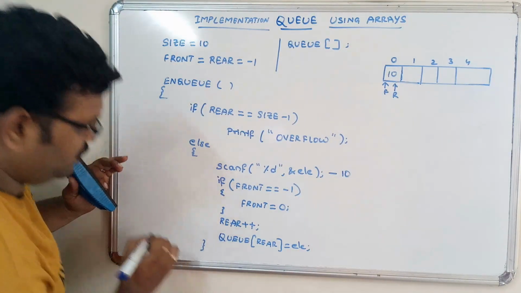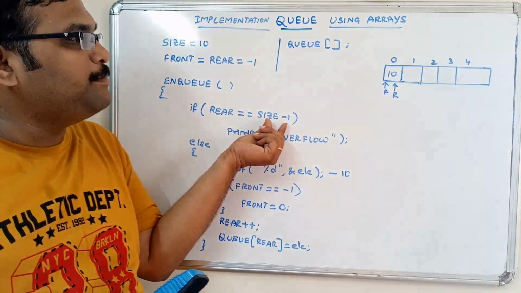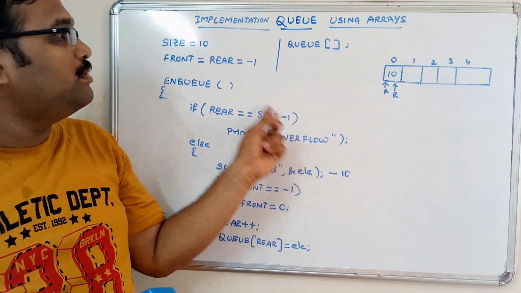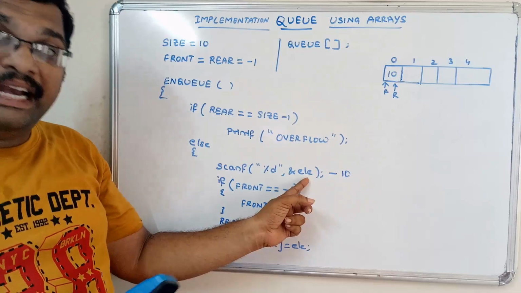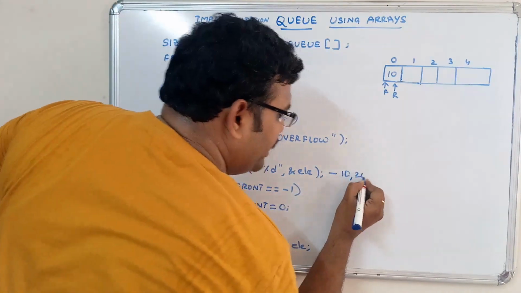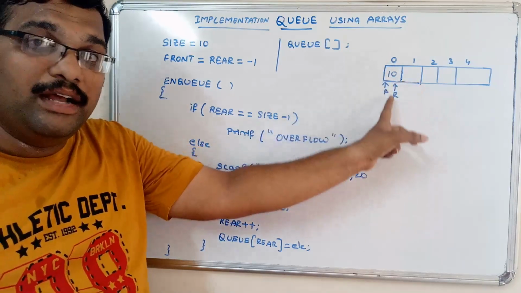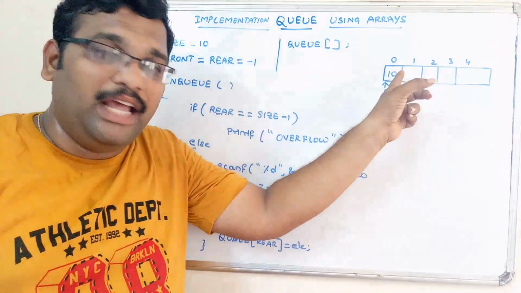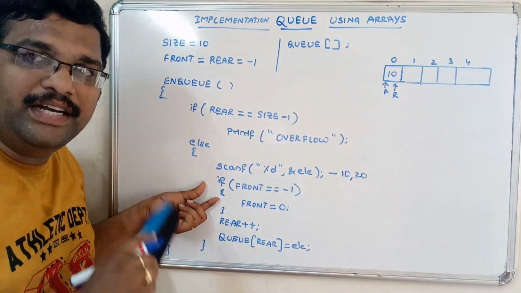Once again, if you call this NQ operation, rear is equal to size -1? Now rear is pointing towards 0. Is 0 equal to 9? False. It comes here. It reads the element. If it reads the 20, then if front is equal to -1? Front is not equal to -1, because front is already initialized to 0. That means it's pointing towards the first element. That's why this condition is false. This is a simple if condition, right?